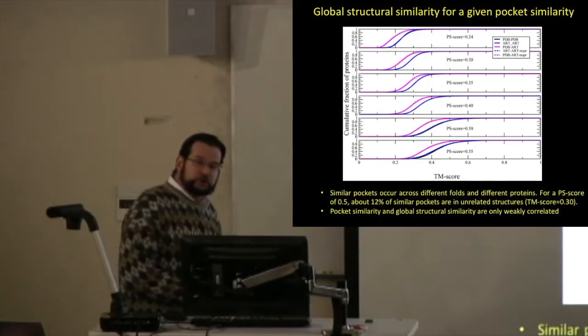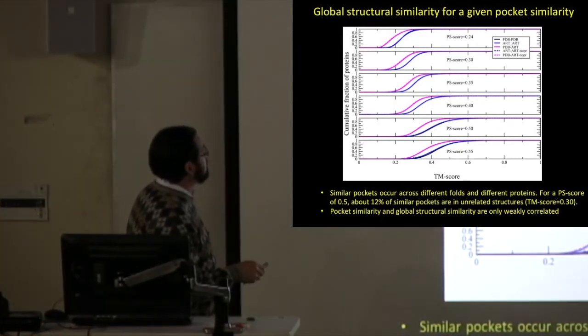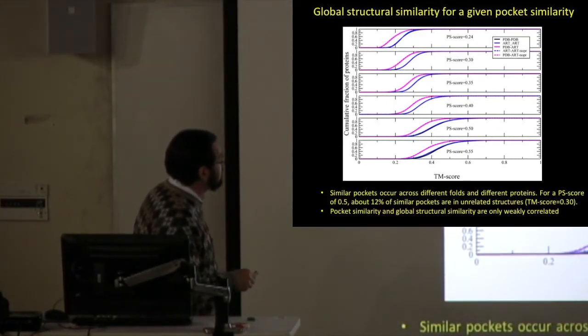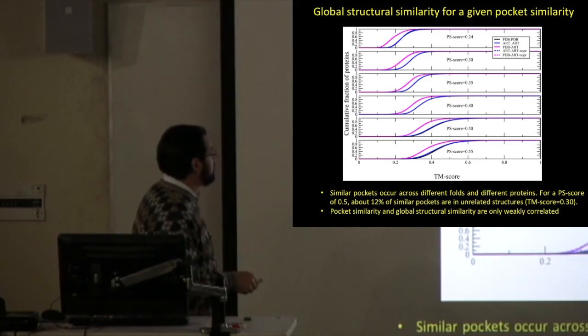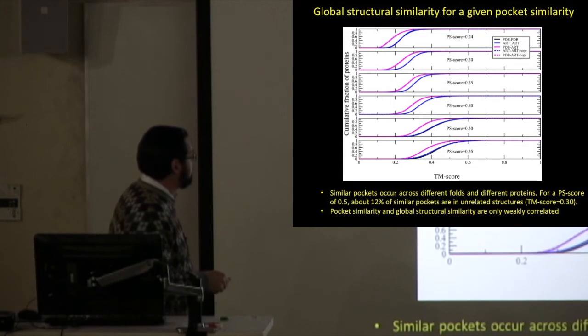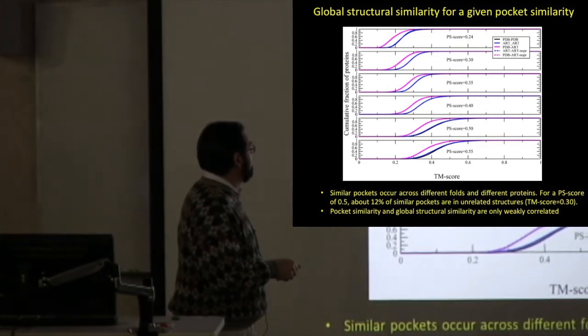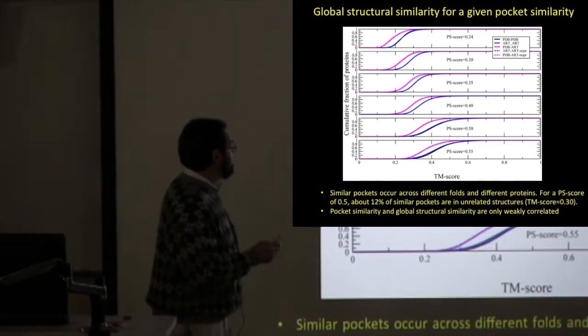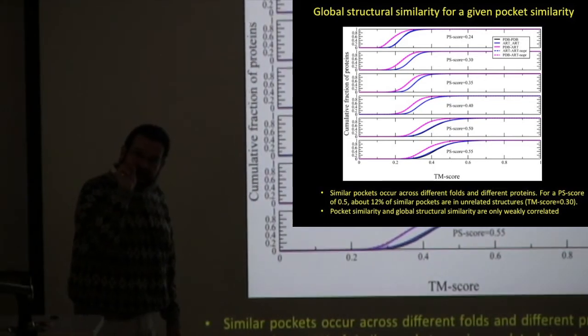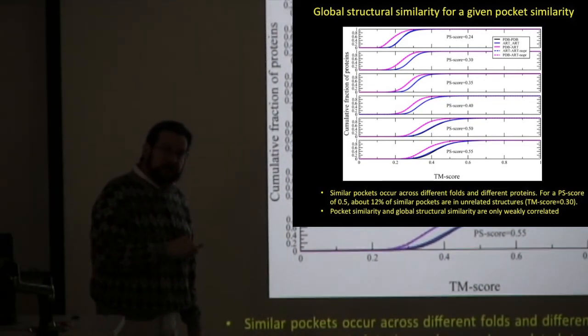Okay, now let's talk about global structural similarity, the converse thing for given pocket similarity. So here, is a TM score of 0.4 statistically significant? This is the cumulative fraction of proteins whose TM score is less than or equal to this value. So most proteins, including native to native, or you can pick native to artificial, it doesn't really make a difference, actually, are in dissimilar folds, not the same fold. Okay? A TM score of 0.4 marks statistically significant folds.